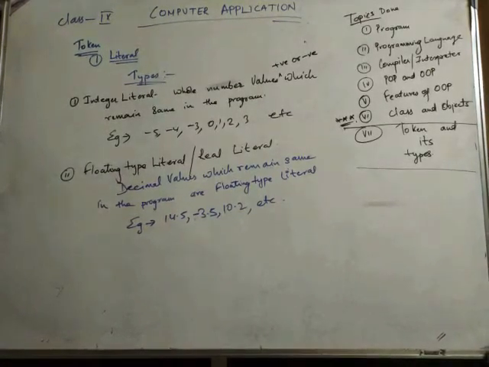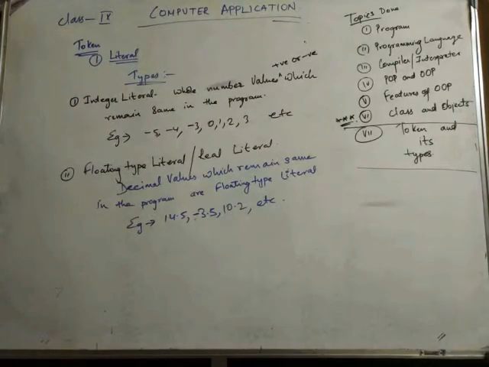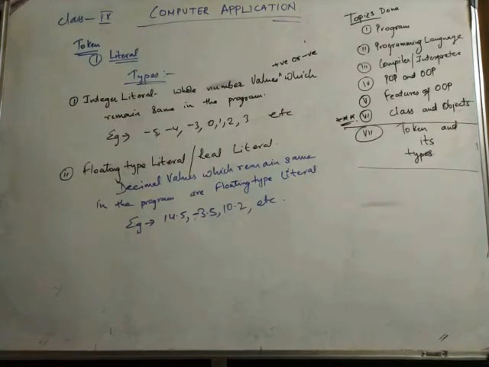So till now we have learned two types of literal. First one was your integer literal: whole number values, positive or negative, which remain same in the program. Floating type literal: decimal values which remain same in the program. Then next we have character literal.